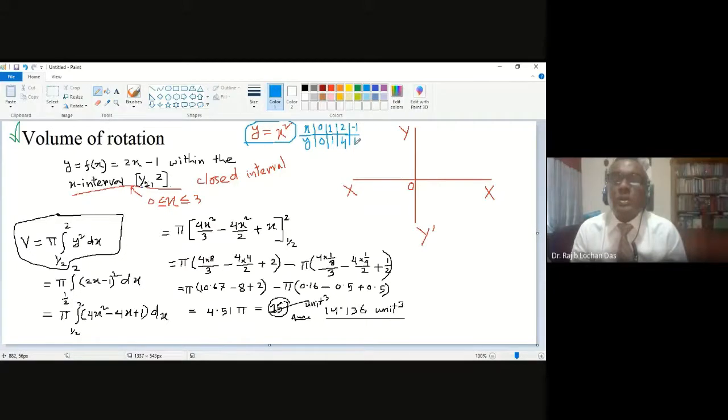Minus 1 square, so it is 1. You understand my point? So like this, you can have many points. So what is the point actually?